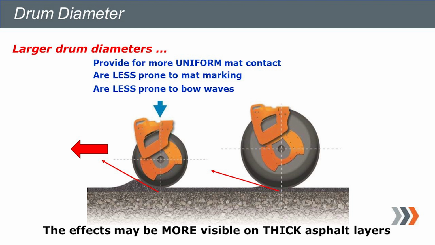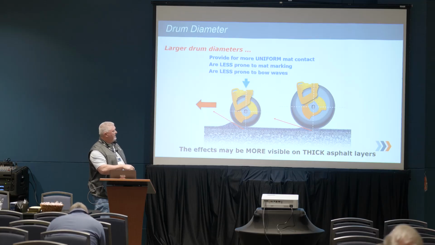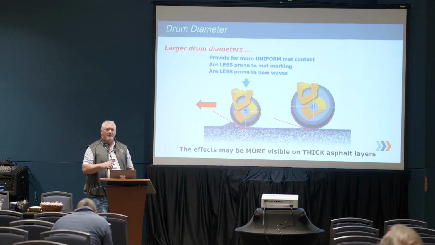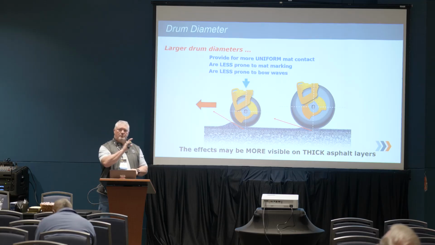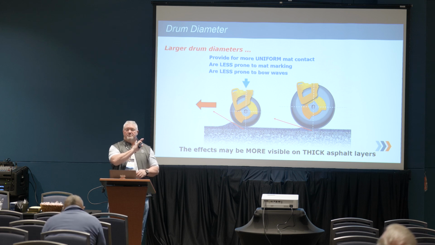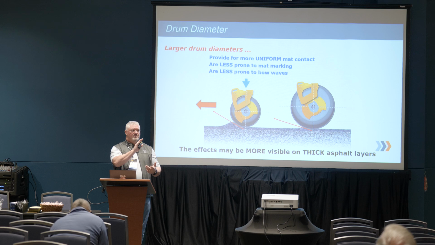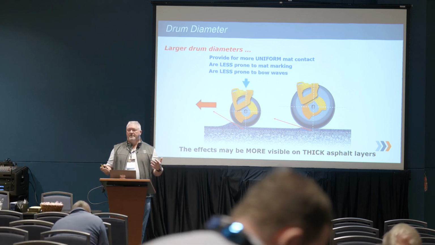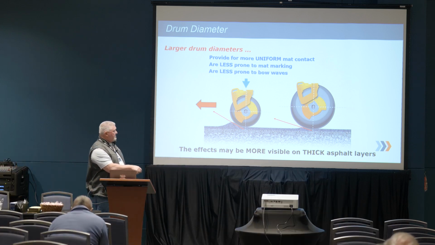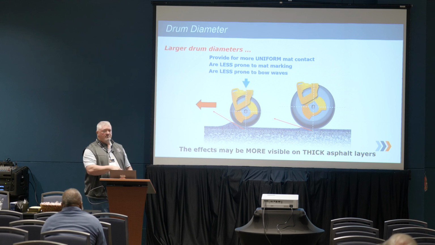Now we talk about drum diameter. When we talk about drum diameter, it's angle of attack. With a smaller drum, our angle of attack is much greater. So we have a tendency to push more material with that drum, especially if it's thicker. You get in 3 or 4 inch lifts and it's a small drum, you're going to push more material, create a bigger bump at the end. You might even see some hairline cracks here.